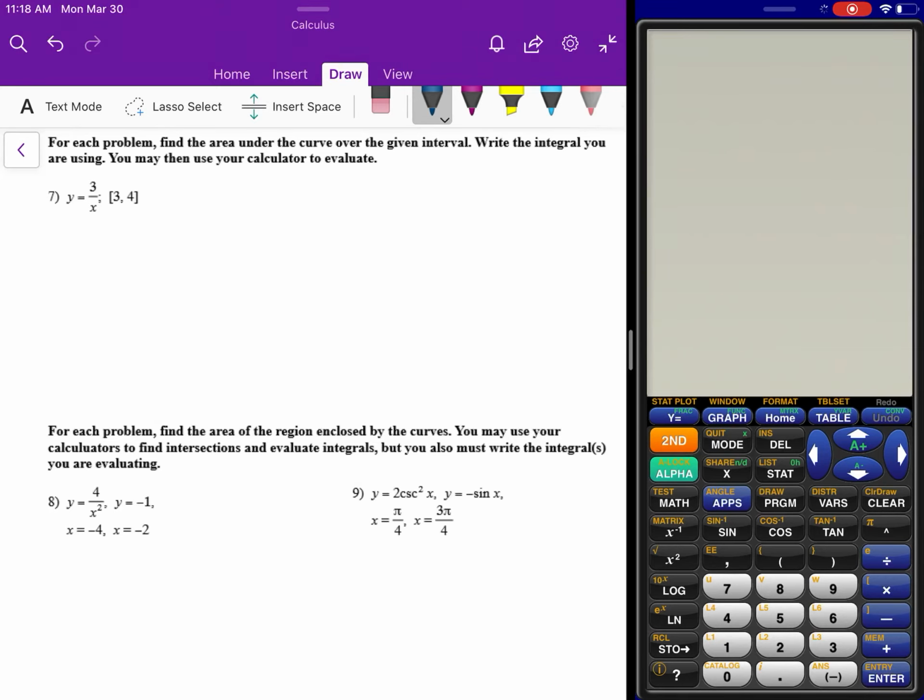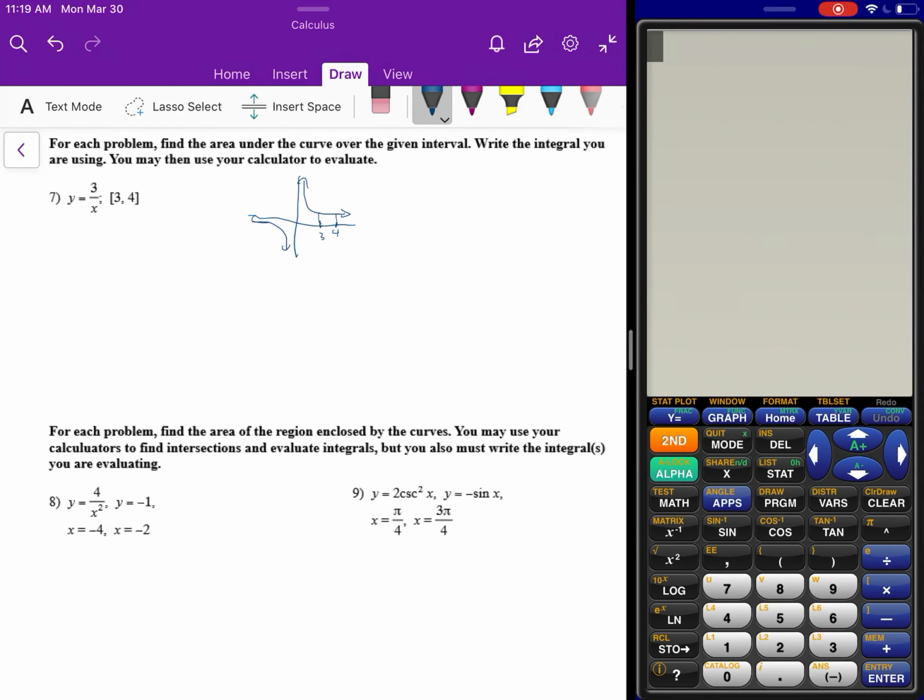This is y equals 3 over x. We should have an idea of what the graph looks like. You don't need it in this case, actually, but it's usually helpful to check it out. So 3 over x has a vertical asymptote at the y-axis and a horizontal asymptote at the x-axis. So it's going to look something like this. And we want to find the area between 3 and 4.